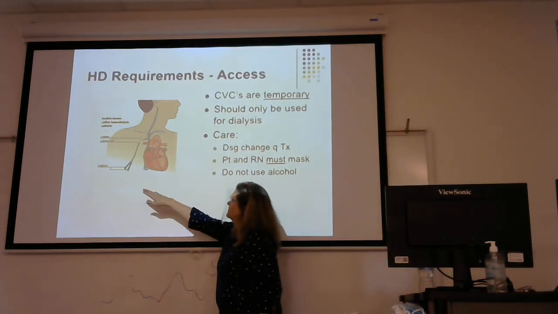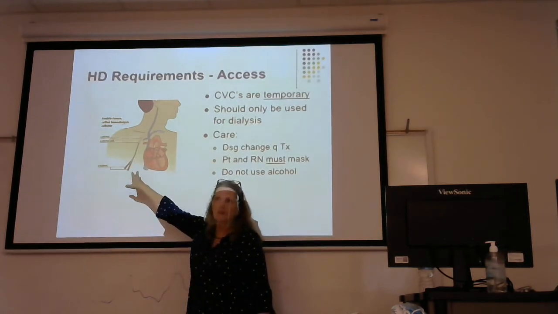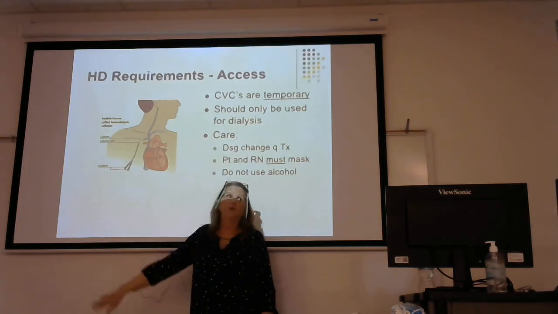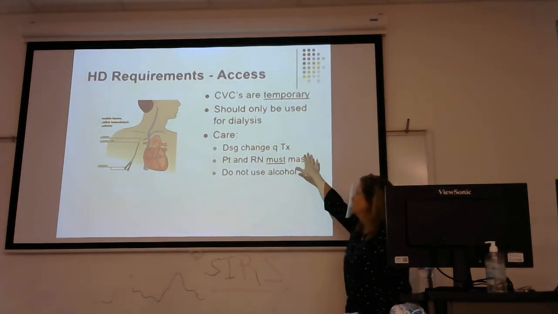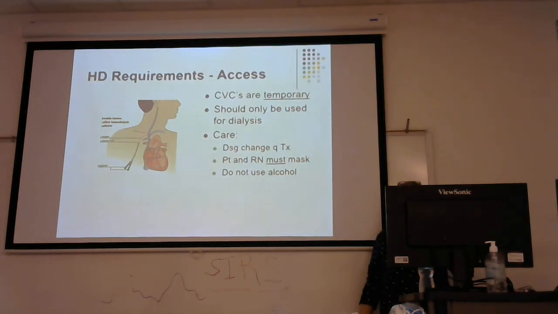So here's our double lumen. One is arterial blood, one is venous coming in. Venous goes in, arterial comes out and gives the body that nice clean blood. Dressing change every week. RN and patient wear a mask, turn their heads, no alcohol. Alcohol dries those catheters out.